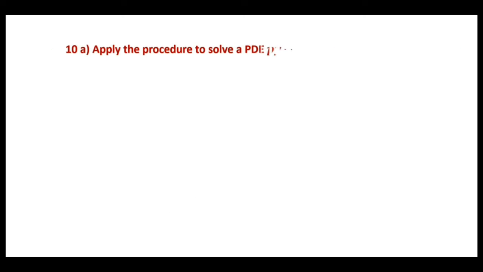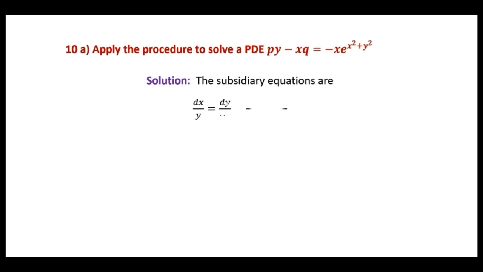It is the 10th question, 7 marks. Apply the procedure to solve this partial differential equation. It is a Lagrange's linear PDE. You can write the auxiliary equation dx/P = dy/Q = dz/R. You remember that the Lagrange's linear PDE is always kept in the form Pp + Qq = R. So the auxiliary equation is dx/P = dy/Q = dz/R. Now consider the first two ratios.